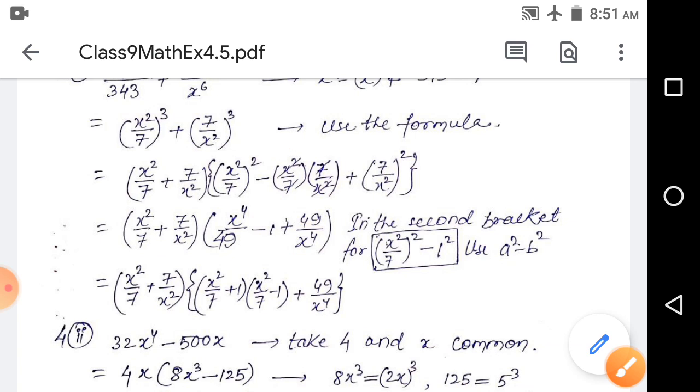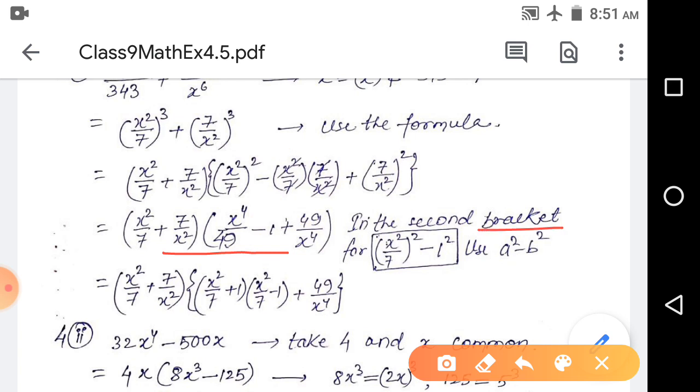Now this is the answer given in the book, but if we want to use the formula here in the second bracket, for this x square by 7 square and it is minus 1, for only these two terms we can use the formula. If we want to use, we can use a square minus b square as a formula. See, this is the difference of two square terms, so we can write a plus b and a minus b, because in the place of a it is x square by 7 and 1 in the place of b. So this is not required actually, but if you want to, then it is okay. This is the final answer for this question.